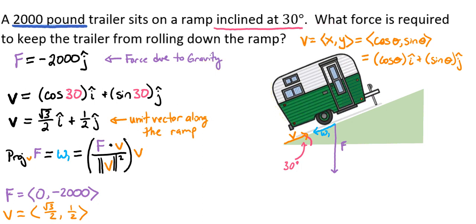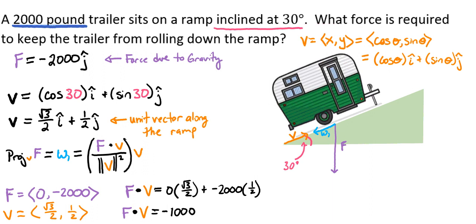So let's first find our dot product of F and V. So here I've written F and V in component form, and we can go ahead and figure out the dot product of F and V. So we'll have 0 times radical 3 over 2 plus negative 2,000 times 1/2, which gives us a value of negative 1,000. So we can go ahead and plug that in.